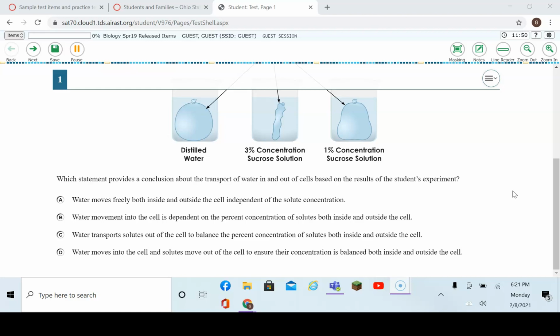Let's look at C. Water transports solutes out of the cell to balance the percent concentration of solutes both inside and outside the cell. The water is not carrying the solutes, it's the water that's moving in and out of the cell. D. Water moves into the cell and solutes move out of the cell to ensure their concentration is balanced both inside and outside the cell. Again, it's not the solutes that are being transported, it's the water. So the correct answer is B. Water movement into the cell is dependent on the percent concentration of solutes both inside and outside the cell. And that's what we saw in our diagram.